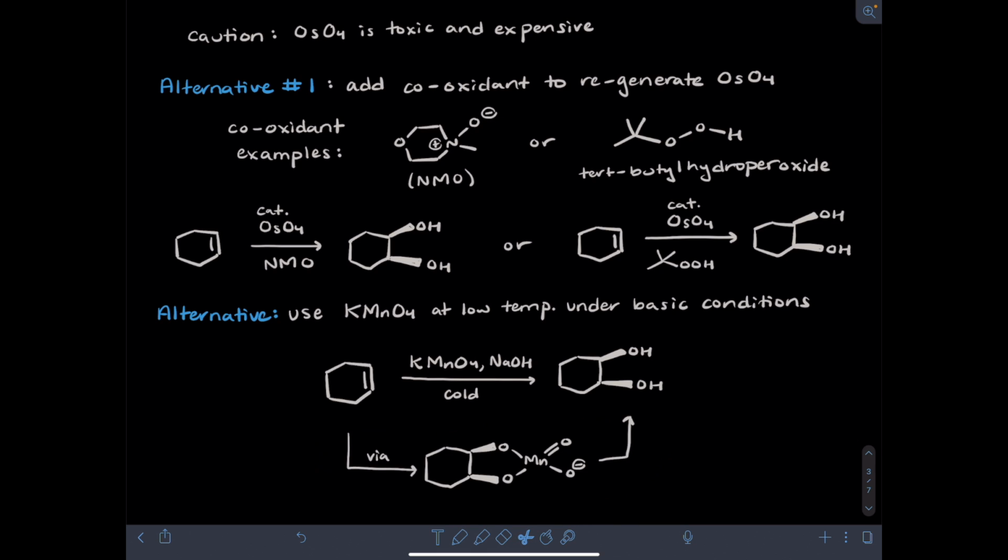You don't need to know the mechanism, but in this case as well, you proceed by an intermediate featuring a ring of the carbons of the alkene and oxygens from manganese in a 5-membered ring. It is the generation of this intermediate that gives that syn addition selectivity.